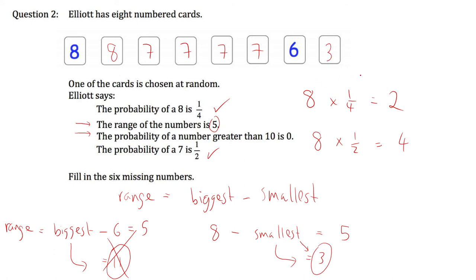So now we have all our cards and we can check we're correct. The probability of an 8 is a quarter. We should have 2 8s. That's correct. The range of the numbers is 5, or the biggest take away the smallest. 8 take away 3 is 5, so that's correct. The probability of a number greater than 10 is 0. There should be no numbers bigger than 10, and that's correct. And the probability of a 7 is half, so there should be 4 7s, and that is correct too. So these are our 8 numbers.